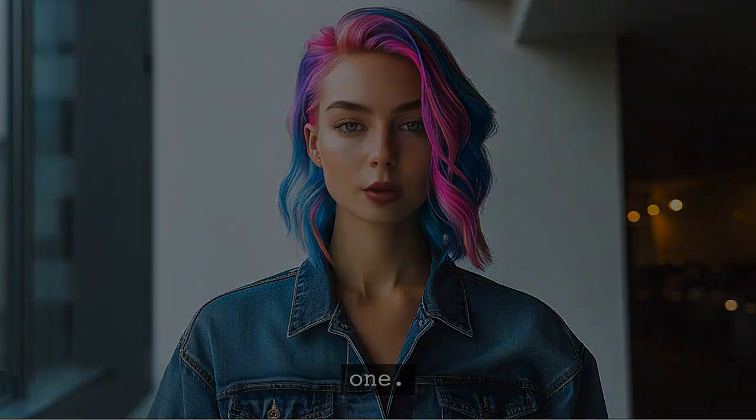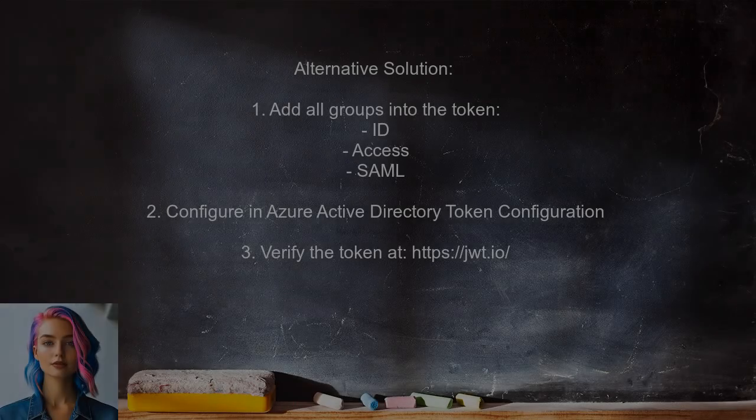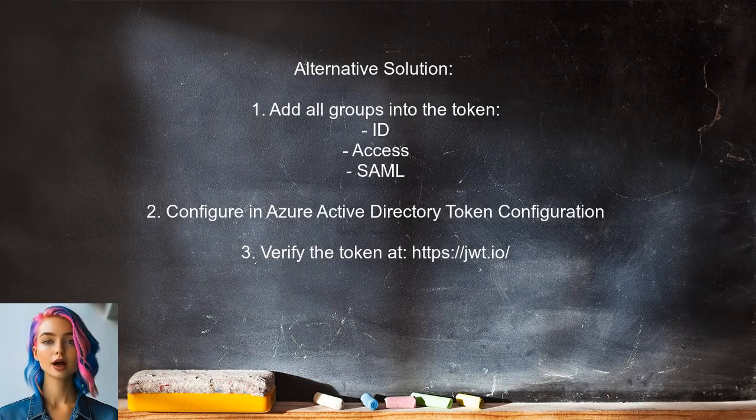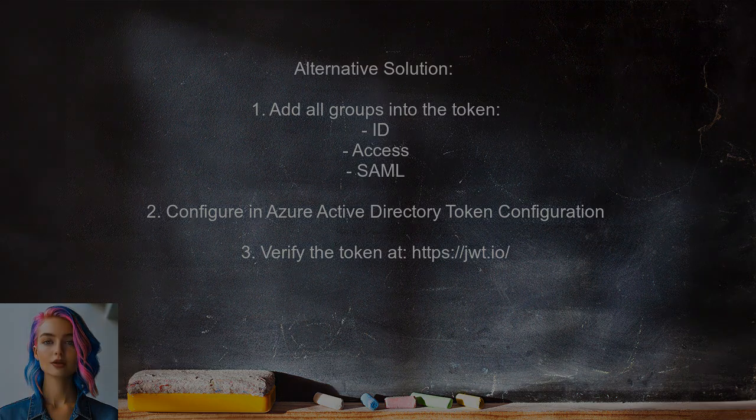Let's take a look at another one. An alternative solution provided by another user involves adding all groups, including ID, access, and SAML, into the token. This can be configured in the Azure Active Directory token configuration. You can verify the token using the website jwt.io.